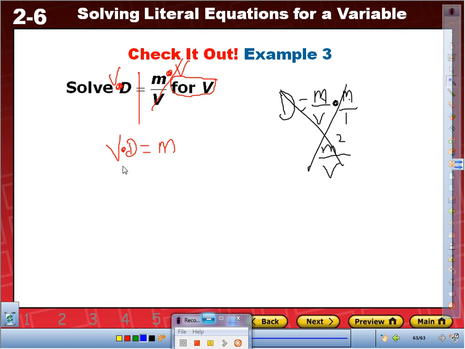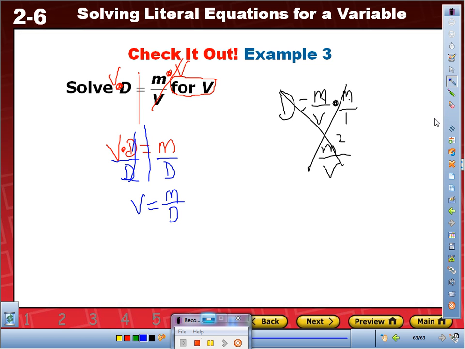So what do we have here? Multiplication to get rid of the D, because we're solving for V, right? Divide by D, divide by D. Therefore, we're left with V equals M over D. Copy that. Now I'm going to give you one just like it to see how you do by yourself.